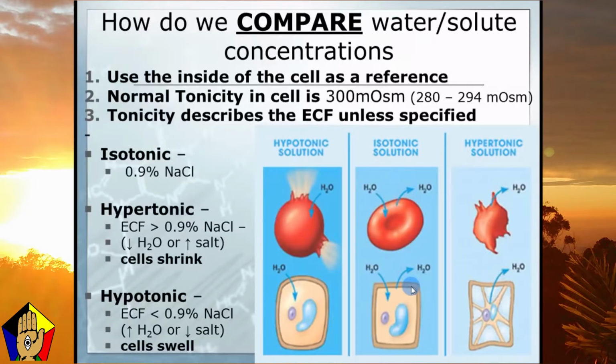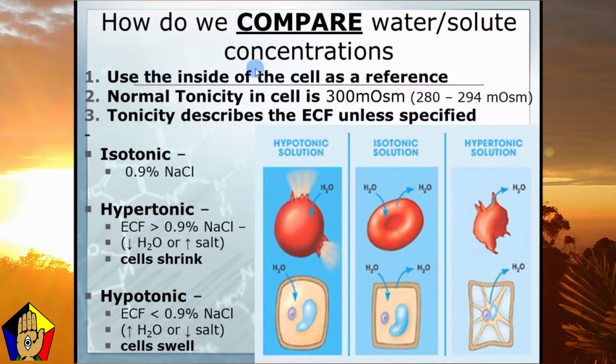Are you tall? No, I'm not tall, but yes, I'm tall for my family. Are you short? Well, yes, I'm short for the average person, but I'm tall for my family. So we describe comparatively. When you're talking about solutions in the body, we do exactly the same thing. We compare. So here are three general rules.